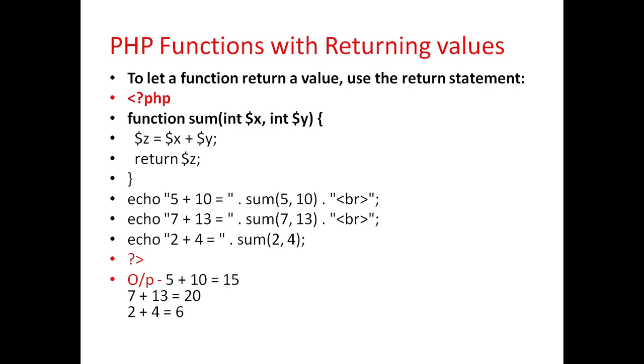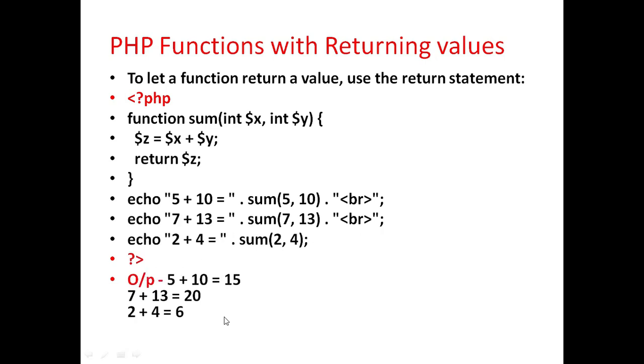Here function sum is defined with two variables int x and int y, and in $z x plus y is calculated, and here we will return the value $z, and here with echo statement we have called this function. So the output will be 5 plus 10 15, 7 plus 13 20, and 2 plus 4 6, since here we have called the function 3 times.